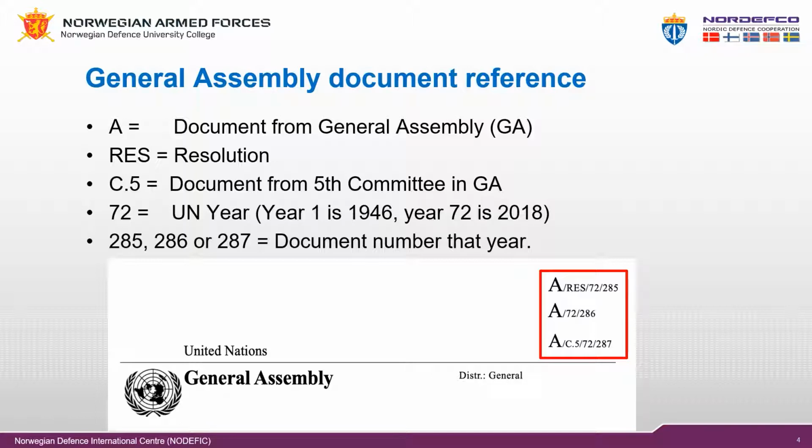The number 72 refers to the UN year. Year 1 was 1946 and year 72 is 2018. The last number, 285, 286 or 287, refers to the document's number issued that specific year.